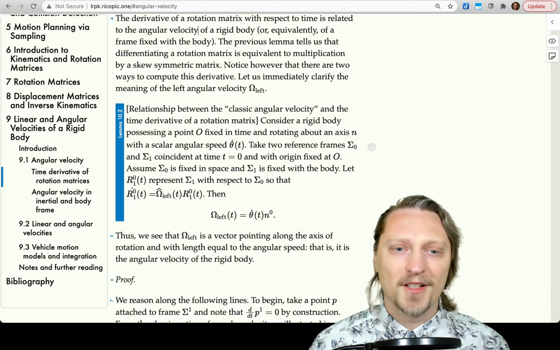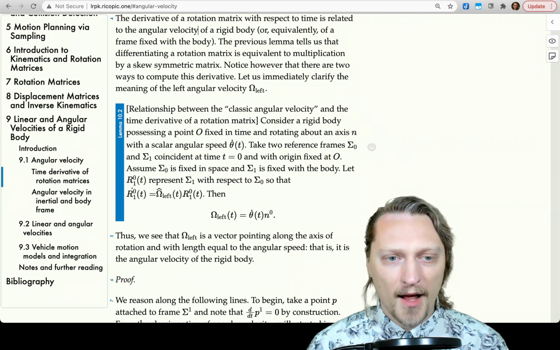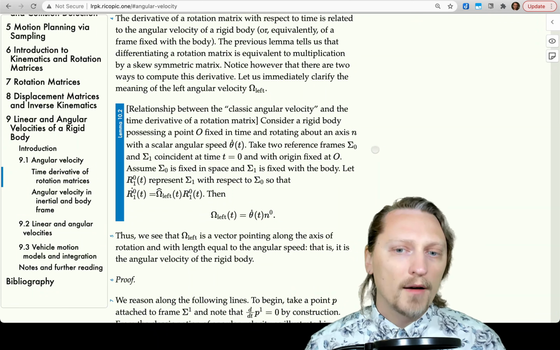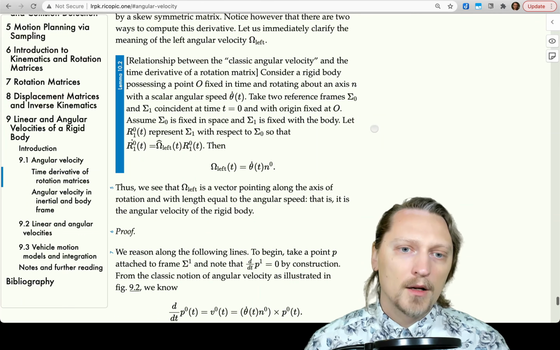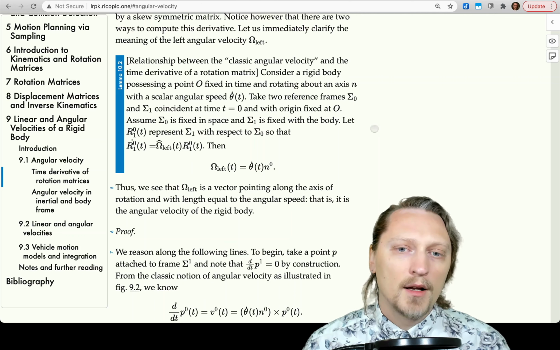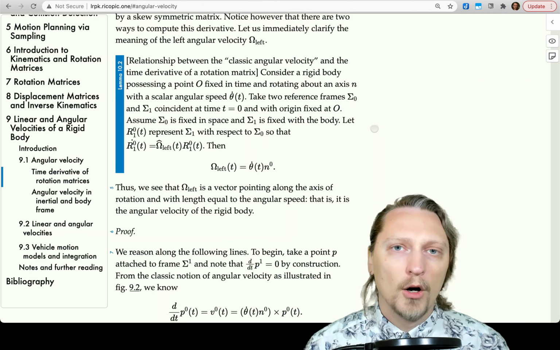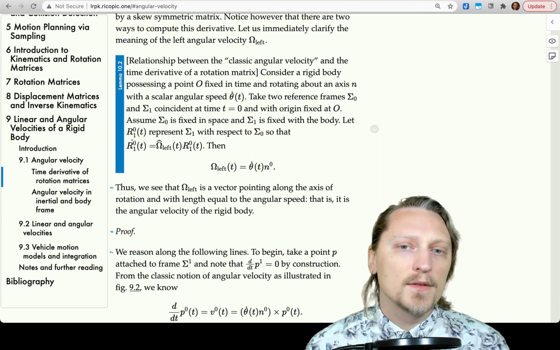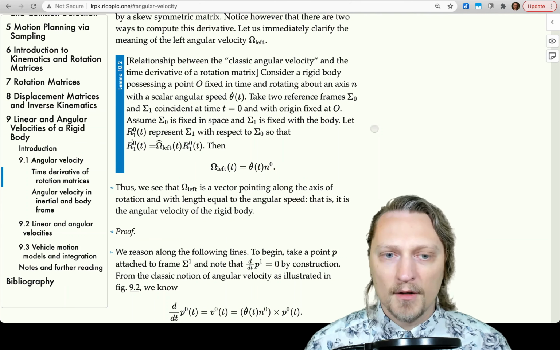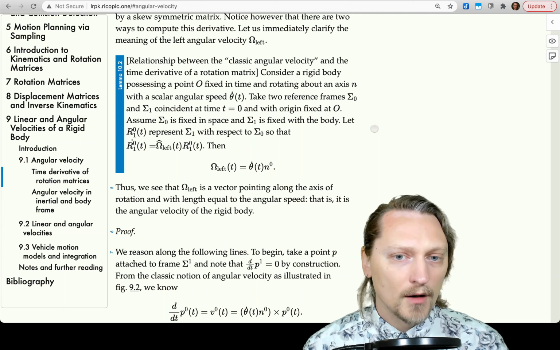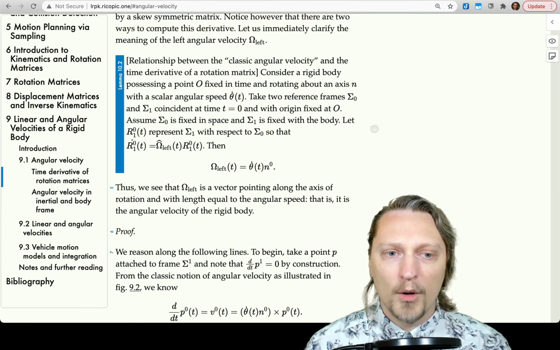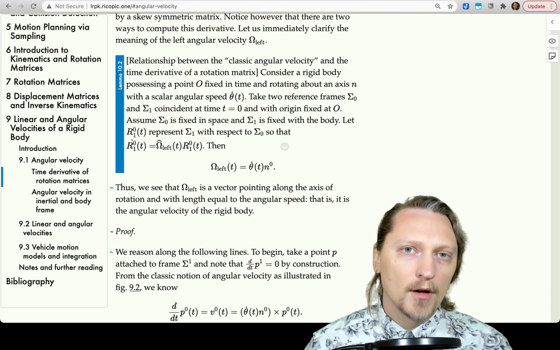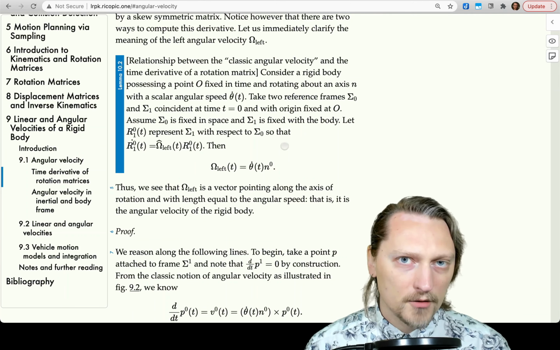Consider a rigid body possessing a point O fixed in time and rotating about an axis n with a scalar angular speed theta dot. Take two reference frames, sigma 0 and sigma 1, coincident at time equals 0, and with origin fixed at O, both of them. Assume sigma 0 is fixed in space and sigma 1 is fixed with the body. Let R10 represent sigma 1 with respect to sigma 0 in our usual notation, so that R10 dot is equal to this skew-symmetric matrix times R10, which we derived earlier for any rotation matrix.